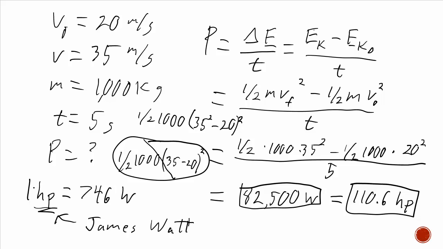Turns out horses can actually produce about 15 horsepower for short periods of time, for a few seconds. But over hours, James Watt's measurement is actually pretty accurate. That's about how much work a horse could do for a sustained period of time.